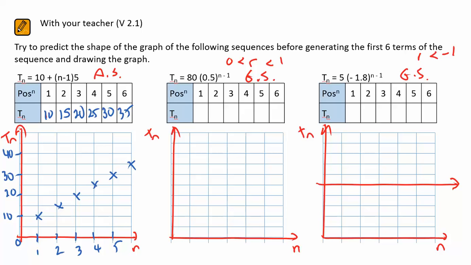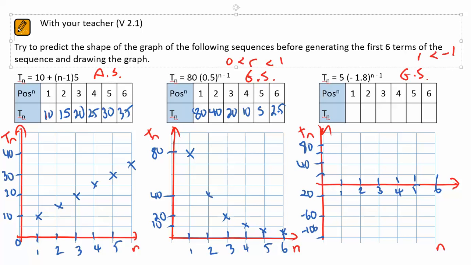Now in the second instance, we're multiplying through by 0.5. I could generate these on the calculator, but really it's a halving in each instance. So 80, 40, 20, 10, 5, and 2.5. So when you come to gridding that, 80, 40, 20, 10, and so on.